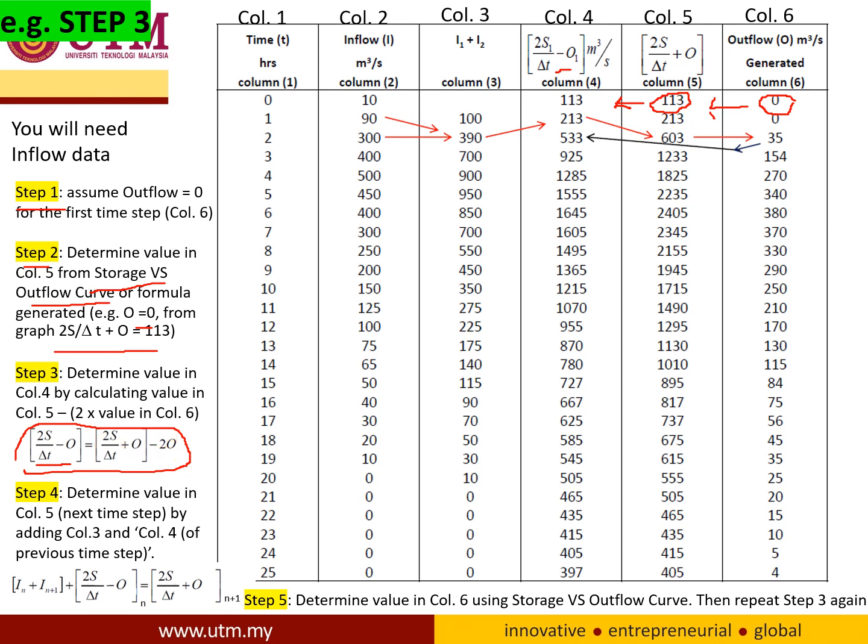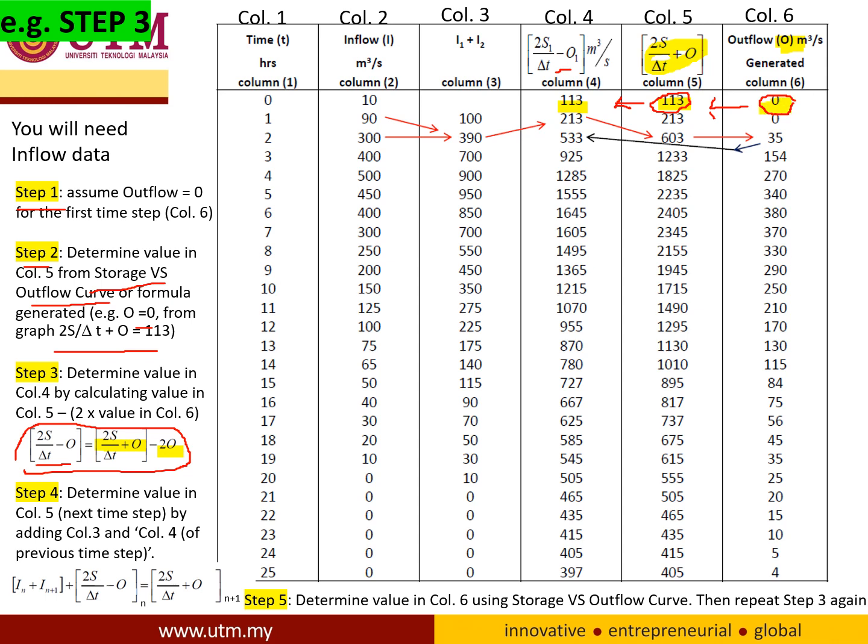Okay, so for example, 2S over dt plus O. This is column 5. See, this is column 5. And then minus 2 multiplied by outflow. This is the outflow from column 6. So just for column 4 here, you just need to multiply the value from column 5 minus 2 multiplied by the values in column 6.